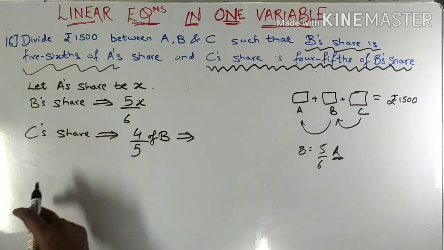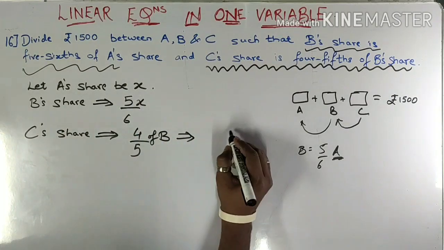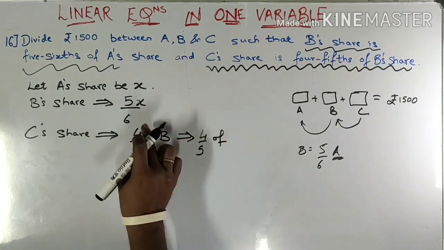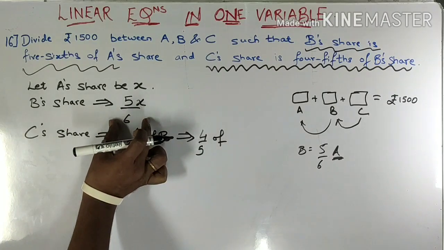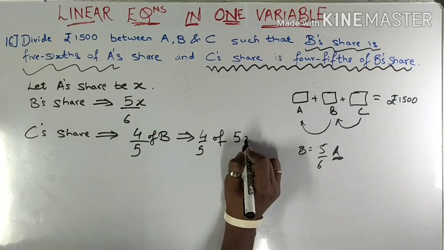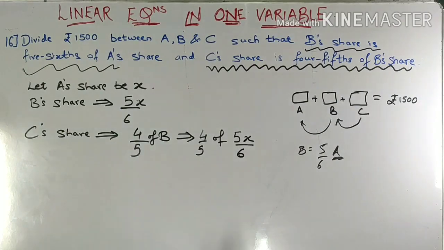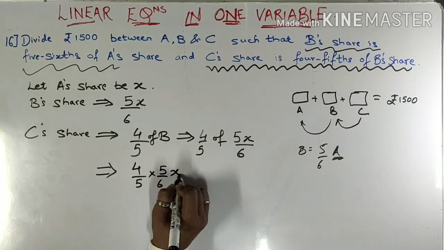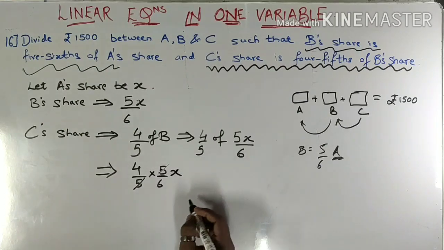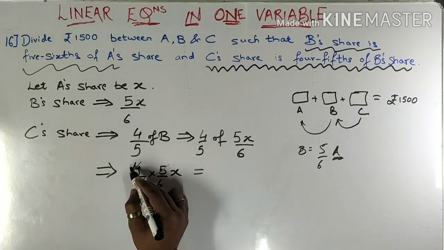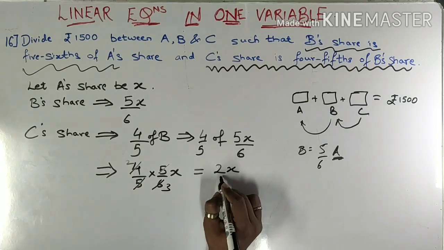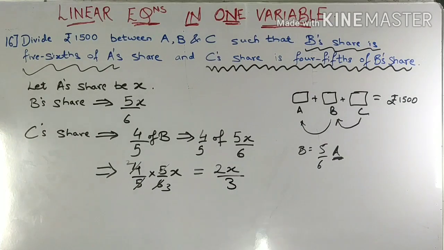And what is B's share? B is nothing but 5/6 x, so instead of B I'll write 5x by 6. Doing this we get 4 by 5 multiplied by 5 by 6 x. 5 and 5 cancel out each other and what I am left with is 4 by 6, that is 2 by 3. So C's share is 2x by 3.